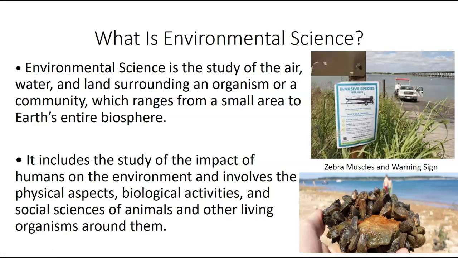On a second bullet point, it includes a study of the human impacts on the environment and involves physical aspects, biological activities, and social sciences of animals and other living organisms around them. Let's go over 2 examples of that. There's a growing need to understand the environment as a whole, including both its biological and physical features. A wide variety of people contribute to this understanding of the environment, including high school students.